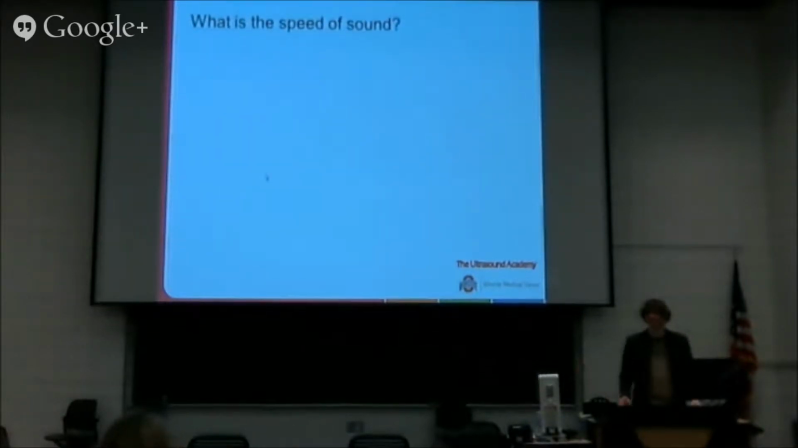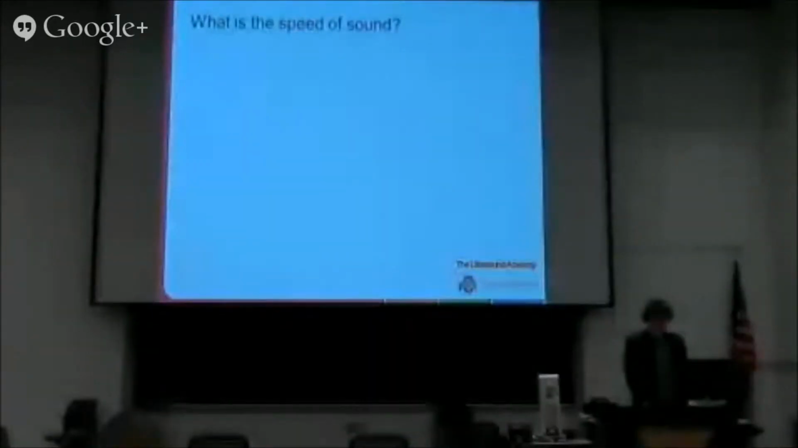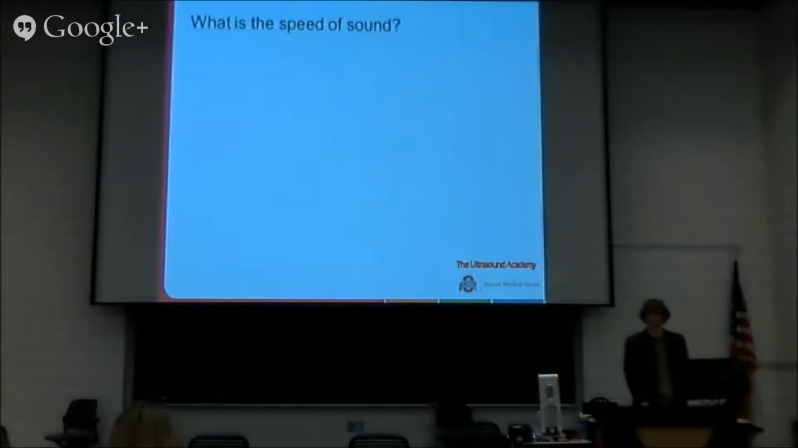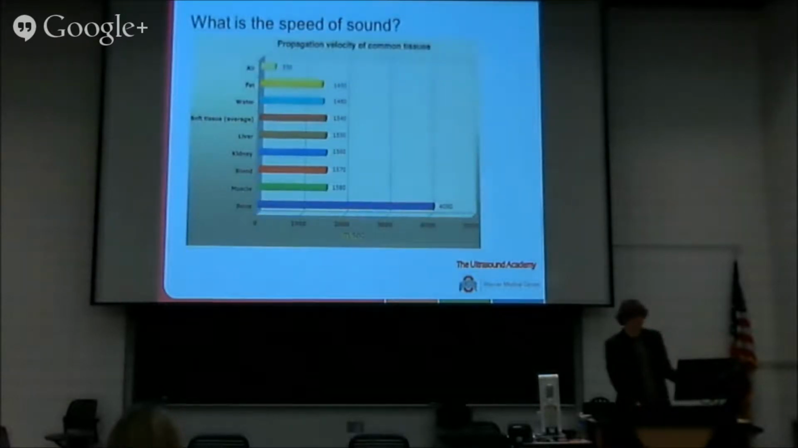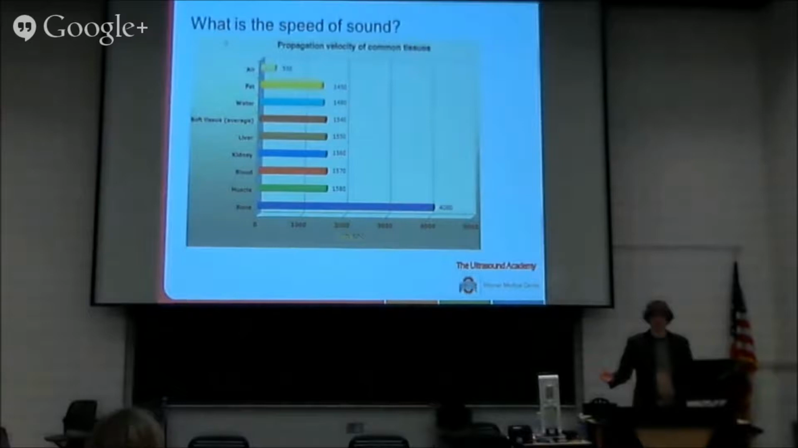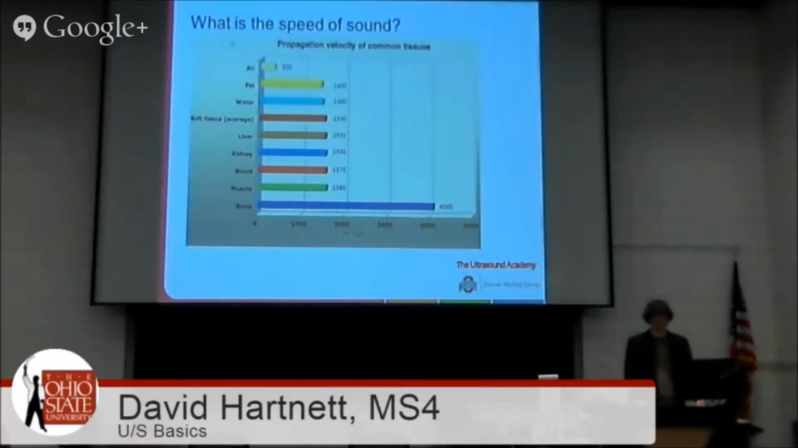So what is the speed of sound? Anyone? 740. Depends on the pressure. It depends on the altitude, sure, because it depends on the medium. Sound can't travel in a vacuum. Sound has to travel through a medium. So the speed of sound in air, which is the thing that you first think of, is 330 meters per second. I remember that from basic physics.